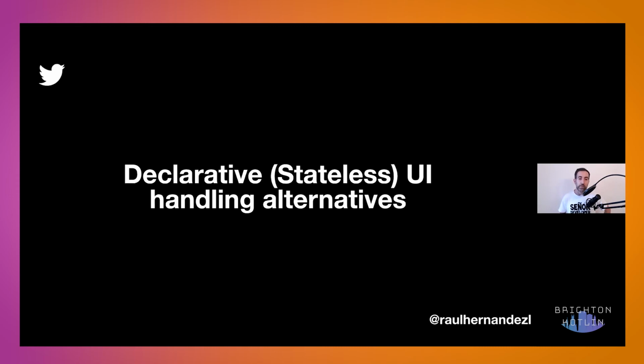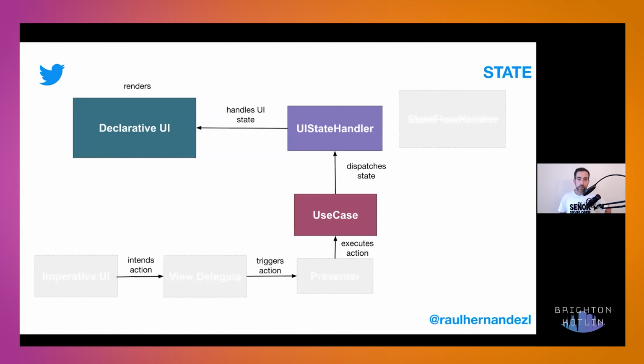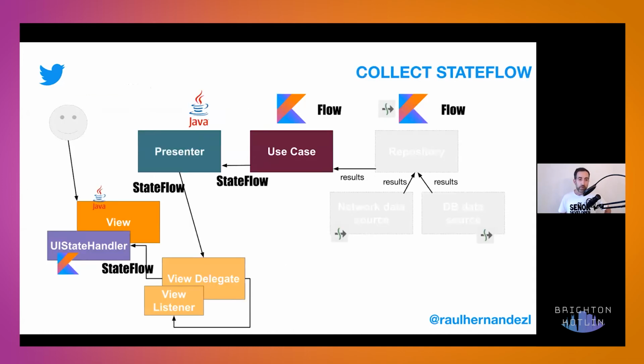And let's see a few alternatives that we have to create those stateless declarative UIs, and try to solve this question of why this is stateless. So I removed this stateful handler and I created something probably more simple. It's called UI state handler. You will see the difference in a sec, and we'll handle those UI states in the same way to render the declarative UIs. And of course, this is going to be exactly the same, but changing one entity for another.